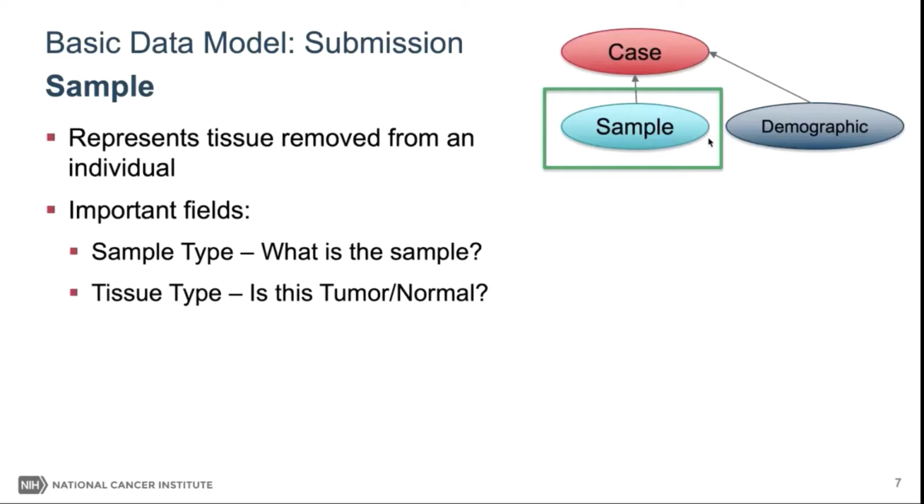So filling out the tissue type field is very important for submitters because this tells the bioinformatics pipelines whether it's a tumor sample or a normal sample, which is important when variant calling is done. So the pipelines know which alignments to pair with which alignments.